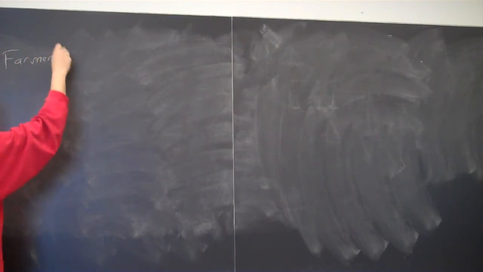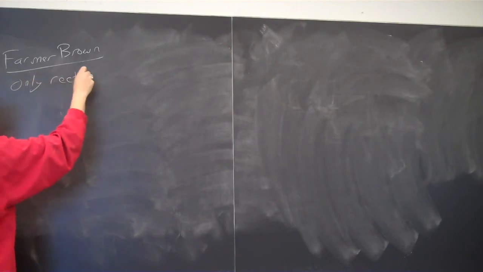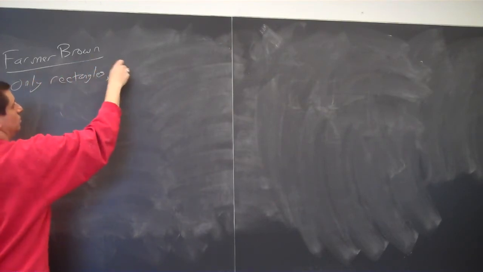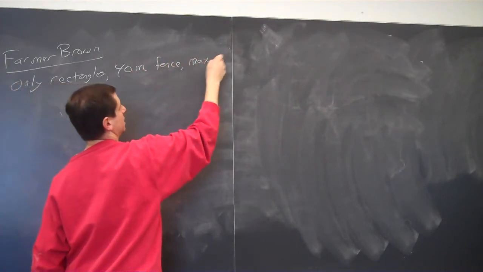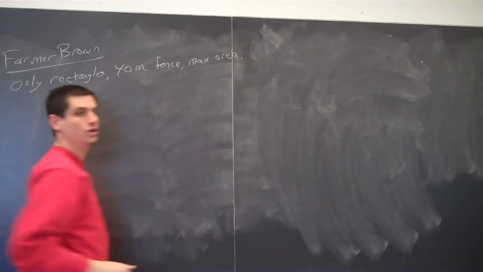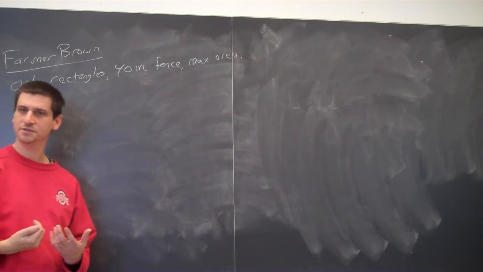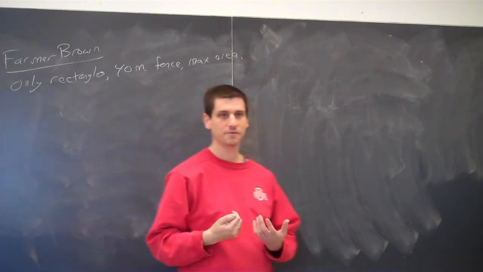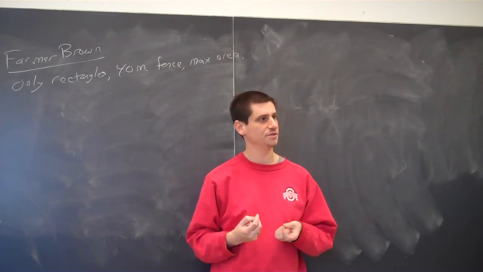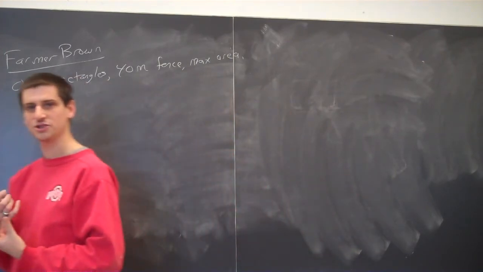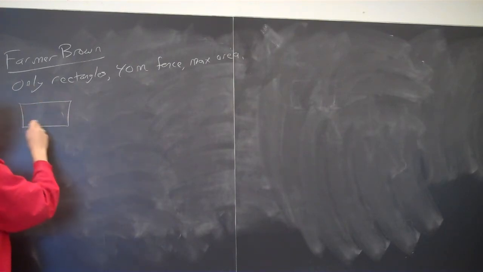Okay? Farmer Brown. Only rectangles. 40 meters of fence. Maximize area. So whenever you have a problem like this, anybody know what step 1 is? What's the first thing you should do? Draw a picture. Doesn't have to be a good picture. If you want to draw cows as well, that's fine. You just need some kind of picture.